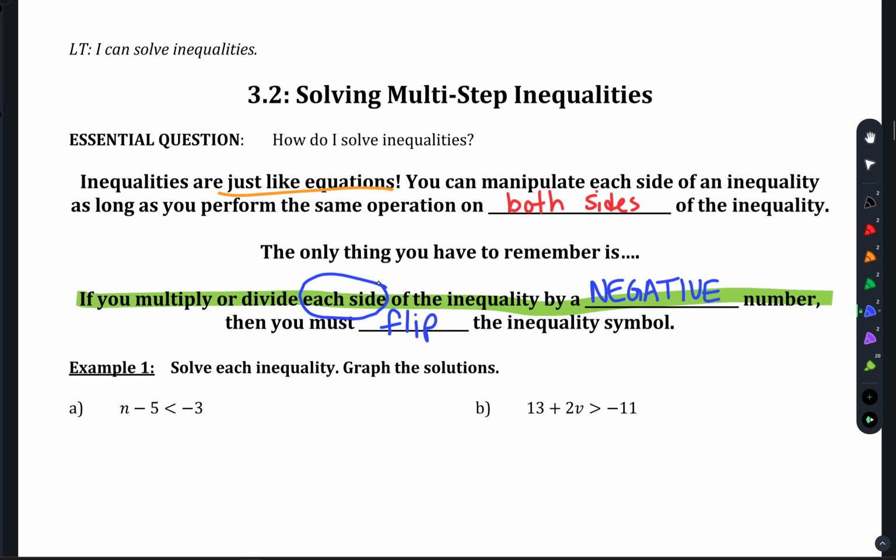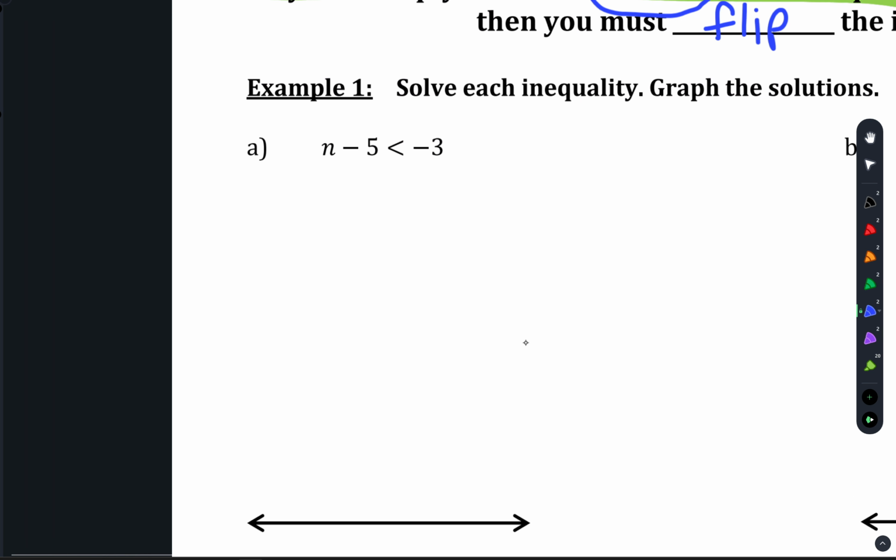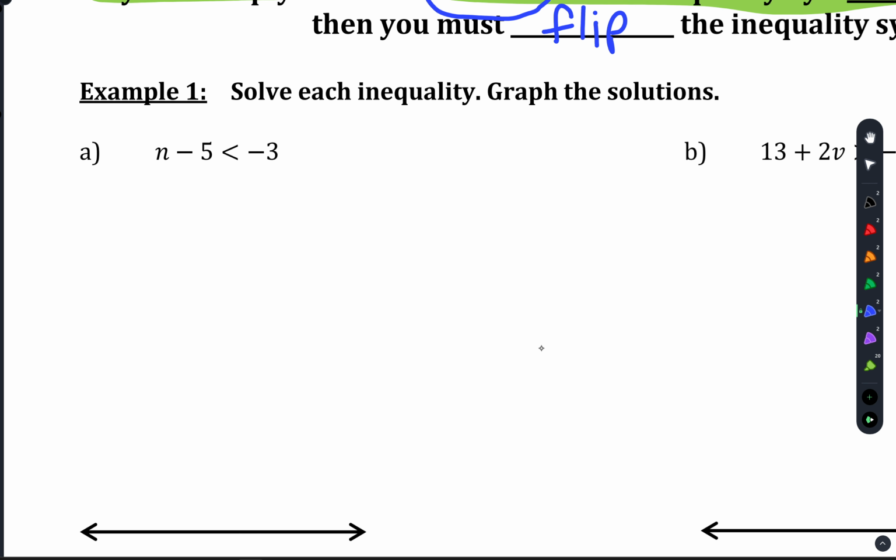Questions on that? We're going to see that happen in a second. Let's go through some of these examples. For example 1A, I'm literally going to pretend that this has an equal sign in the middle. I'm going to draw my railroad track through the center of it, and I'm going to use inverse operations, right? Reverse order of operations, backwards GEMDAS. If I have n minus 5, to get rid of a minus 5, I do the opposite, plus 5 on both sides. So I'm left with n is less than 2.